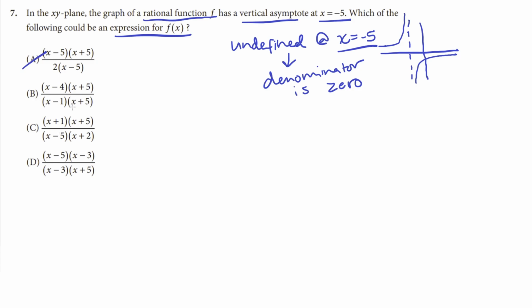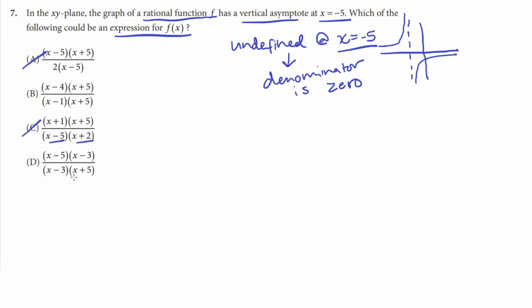If you look at B, we see that it has this x plus 5 term. If x is -5, we get a 0 in the denominator. So this could be an answer. Let's look at the others. Here we have x minus 5 and x plus 2. Plugging in -5 would give us real non-zero numbers. So we can rule out answer choice C.